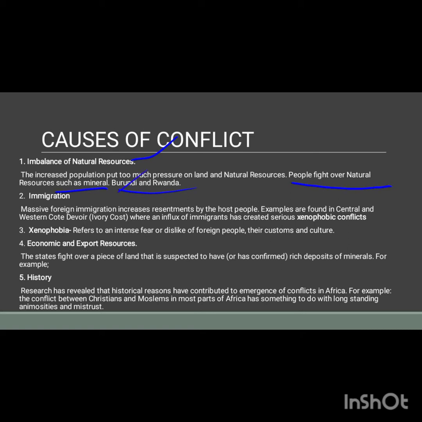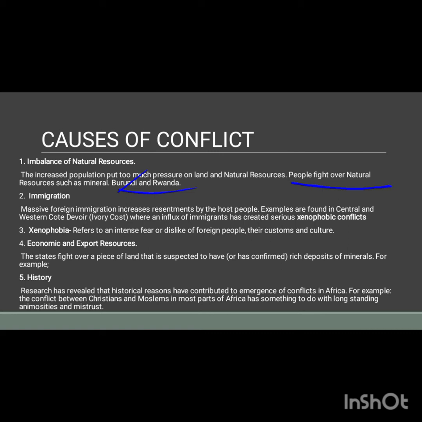Then two, immigration. Massive foreign immigration increases the resentment by the host people. You have many people from other countries. That will increase resentment by the host people from the host country. For example, we're in Zambia here. Then imagine we have about 1 million Chinese people here. How do you feel? Some people start having that grudge. How can we have all these here? So that may bring what? Conflict.